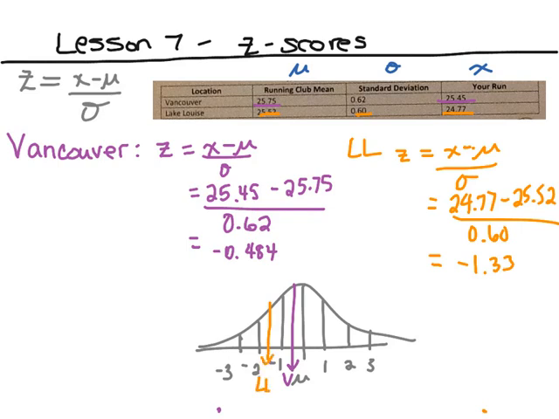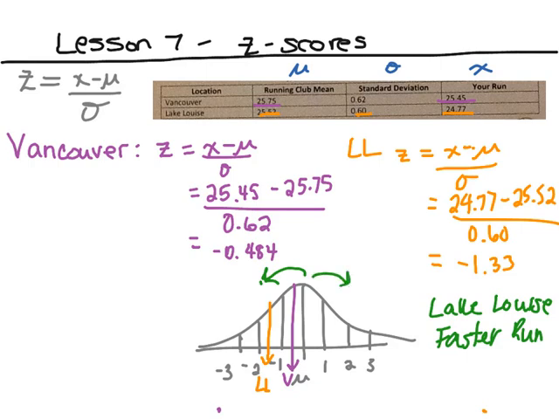If you look at the data, because you're going to the negative, which means you're running the race quicker, Lake Louise is farther away from the mean. So that means at Lake Louise you had a faster run. Because it's farthest away from the average, it's just that much quicker than the average. If it was going this way, it would mean you were slower than the average. So Lake Louise is the better run.